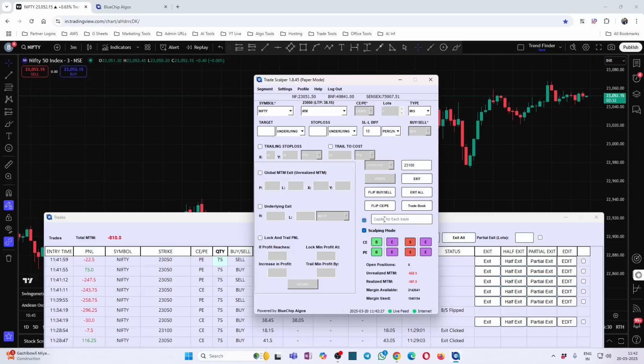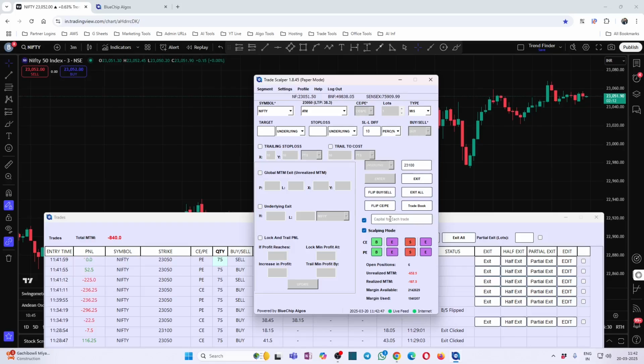And then the fifth one is a special feature that most applications, in fact probably no application in India, has. That's called capital for each trade. The reason we have introduced this is, some people who are very good at risk management want to adjust their quantity as per the premium.